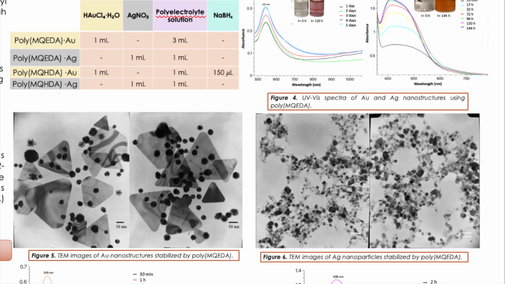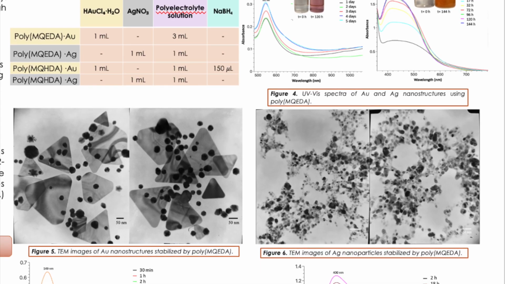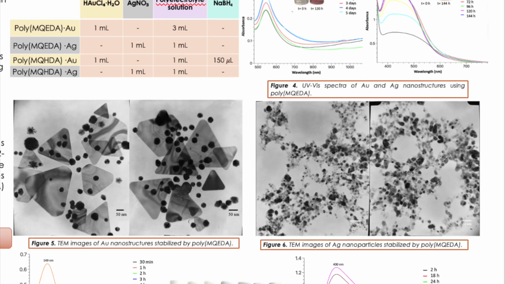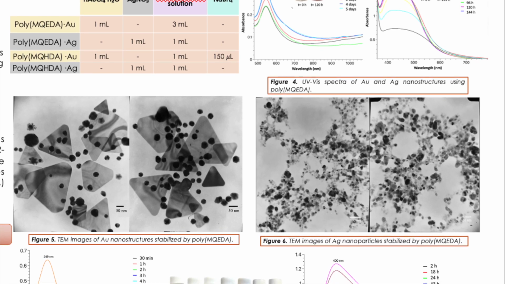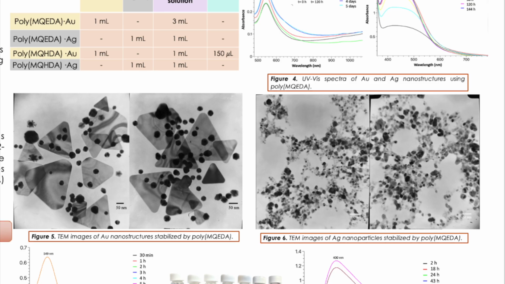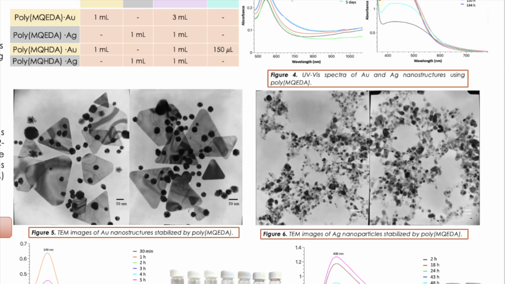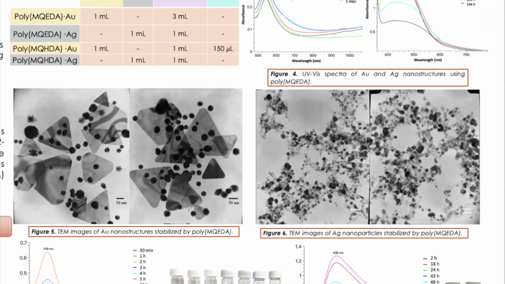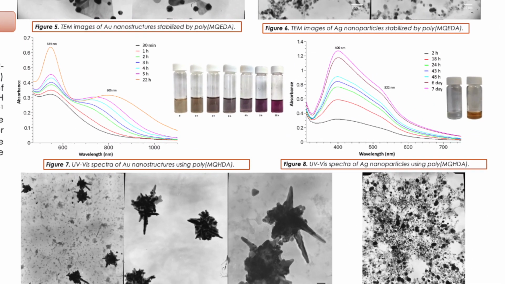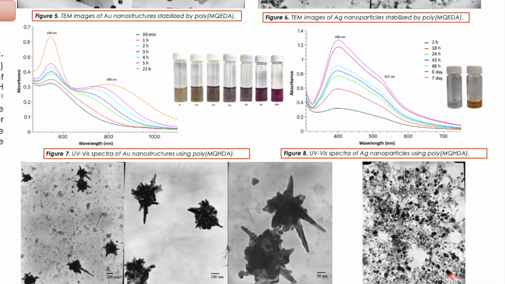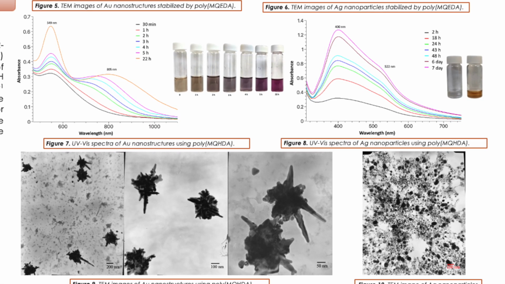TEM images revealed the production of anisotropic gold nanoparticles with triangular, hexagonal, and quasi-spherical morphologies as predominant shapes. In the case of silver, TEM images revealed the production of quasi-spherical nanoparticles. Silver nanoparticles with quasi-spherical morphology were synthesized using the polybasic polyelectrolyte.